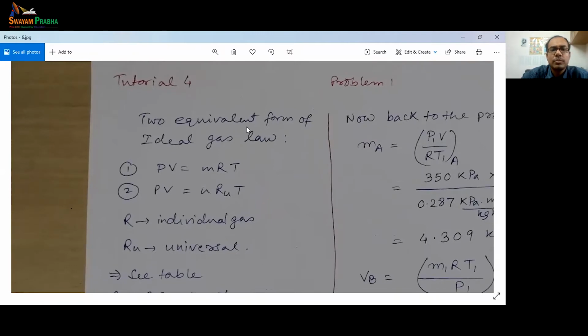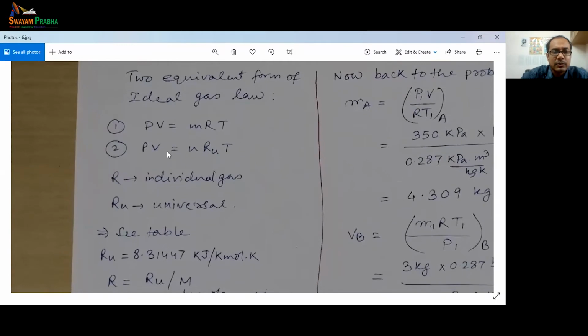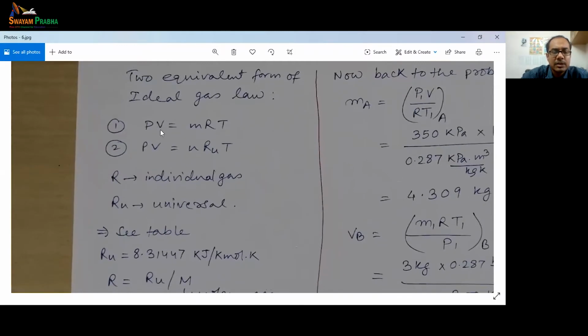So there are two equivalent forms of the ideal gas law. This you have known from your school level physics. The first one is pressure times volume equal to mass times the gas constant, which is designated as R, times the temperature in absolute scale. So PV equal to mRT, that's a possible form. And the second form is PV equal to nRuT.